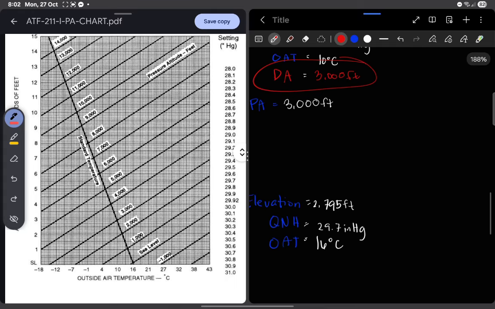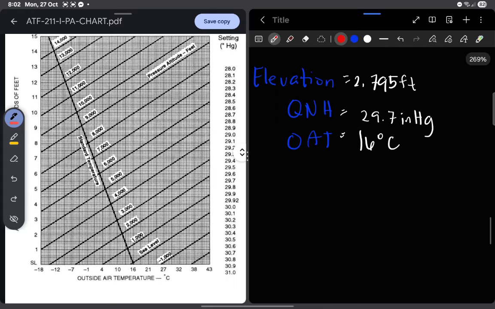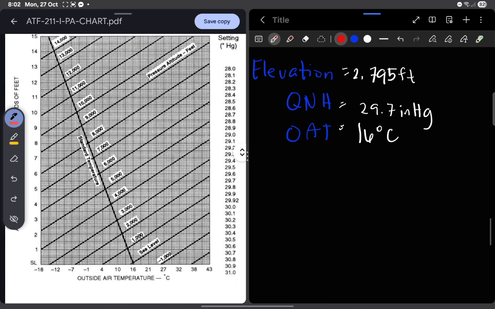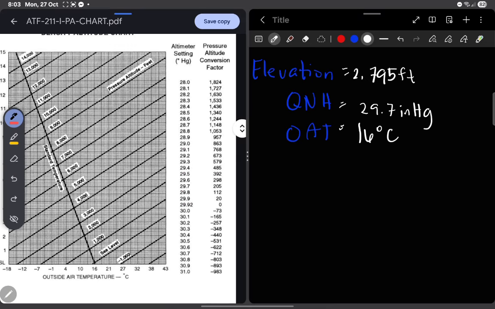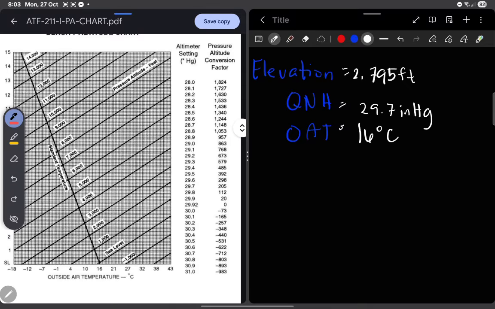Now, moving on to our next example, we have our altimeter setting, which is 29.97. We do have that in our chart, so we can immediately go ahead. 29.97 is 205, which means that we will add this to our elevation, which is 2,795 feet. That will lead us to 3,000 feet. So that is our pressure altitude, 3,000 feet.